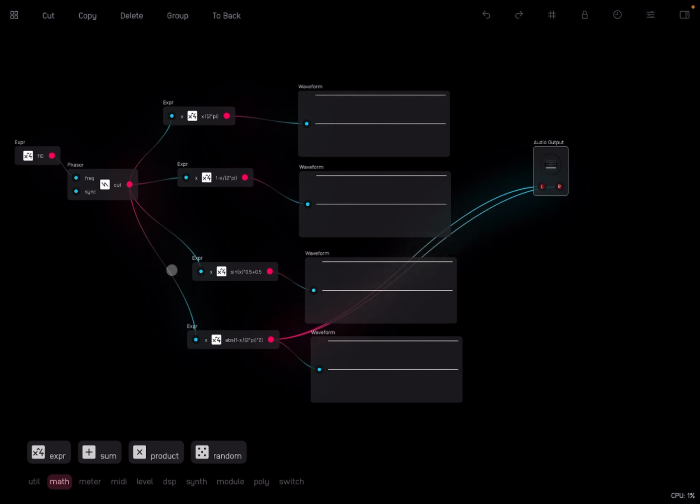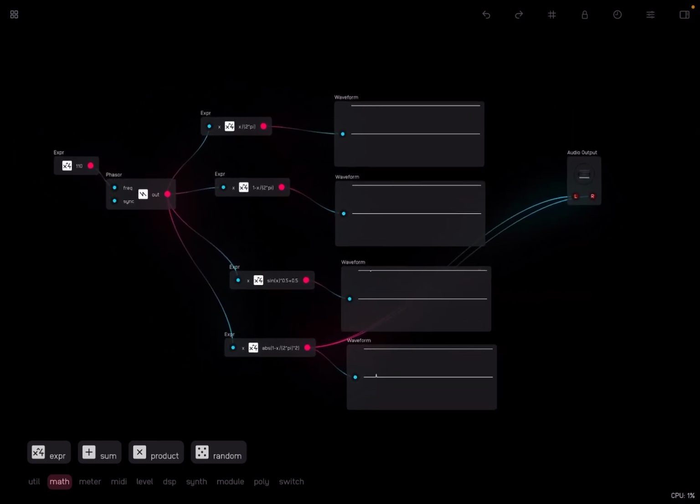Okay, so as you can see, this is a little bit, again, basics of synth and how to produce different waveforms. We saw how to produce sawtooth, inverted sawtooth, and also how to produce a sine wave and how to produce a triangle.